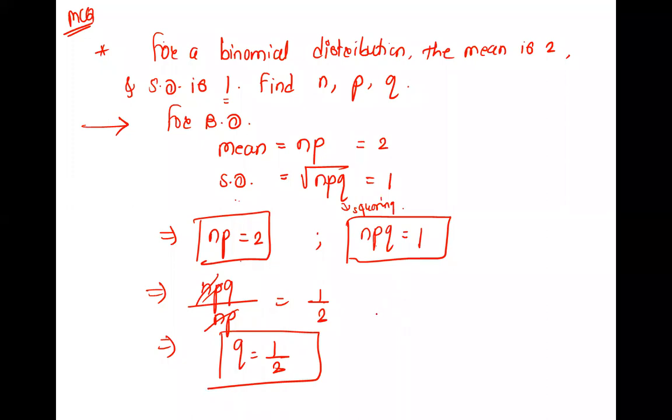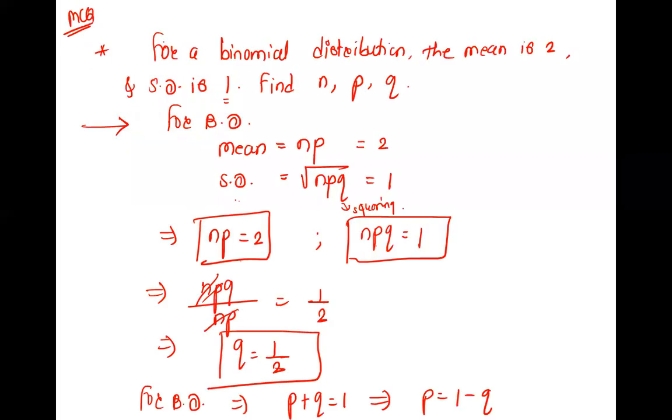So we can now find P. How can we find P? 1 minus Q. So for binomial distribution, we know one more thing, that is P plus Q is 1. So here P is nothing but 1 minus Q. So P is equal to 1 minus Q is what? Half. P is also half, 1 by 2. P, Q, we got.